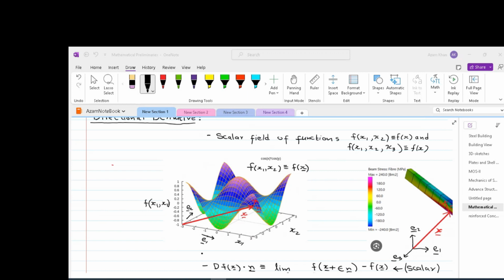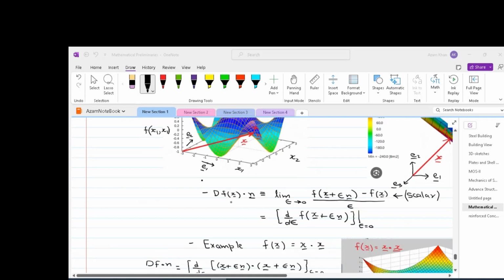Before finding the maximum rate of change, we take a random direction and assume that the unit vector in that direction is n. So the n which is shown on this surface is in any arbitrary direction. We take a point at a position vector x, and from that point we take a unit vector in any random direction and try to find out the value of rate of change.